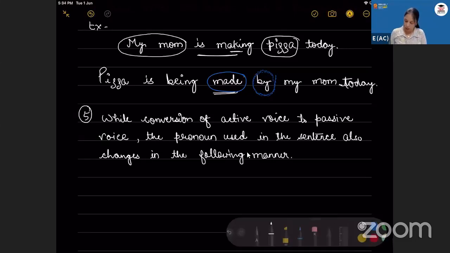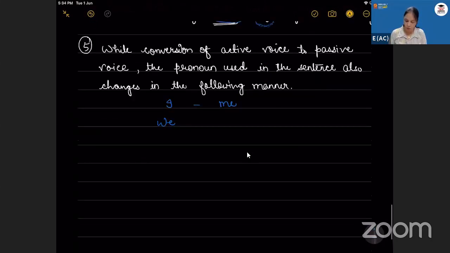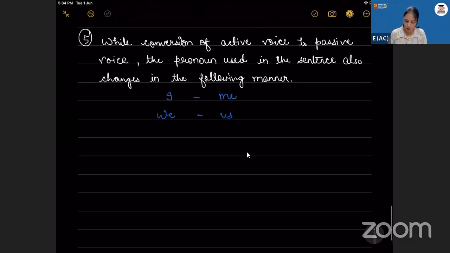I is converted into me, we into us, you will remain you only. For she, it will be her. For he, it will be him. For they, it will be them. And it will remain it only. Fine.